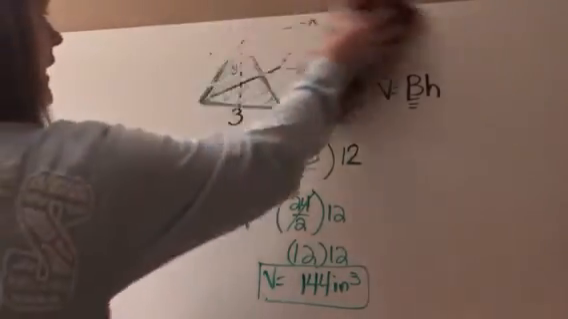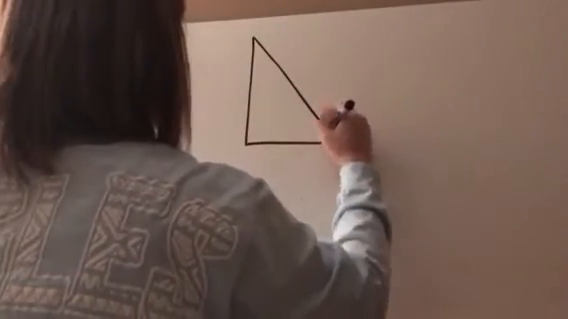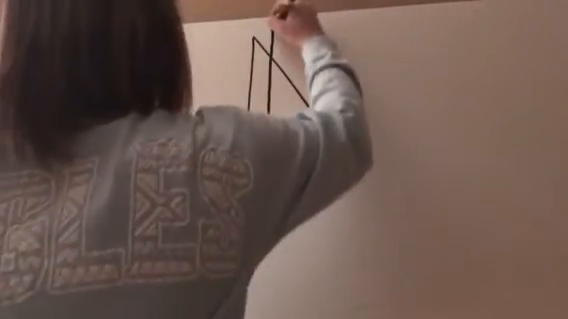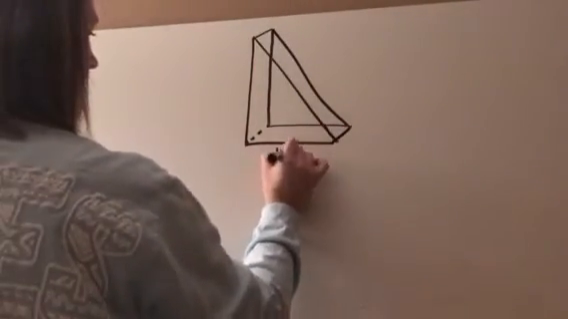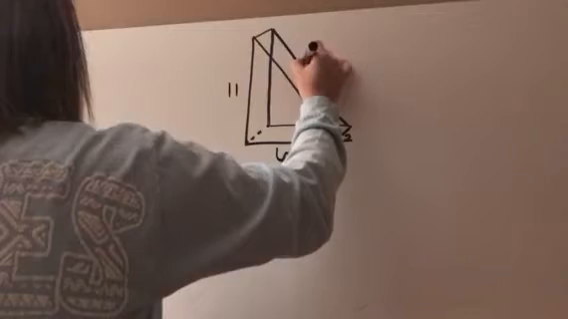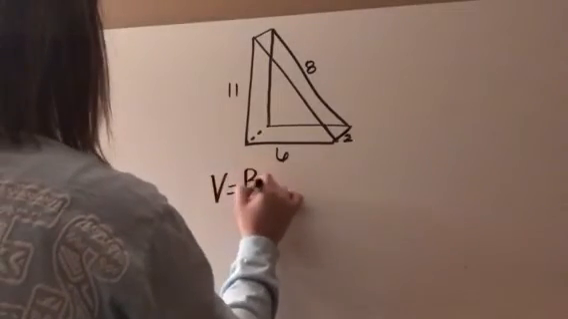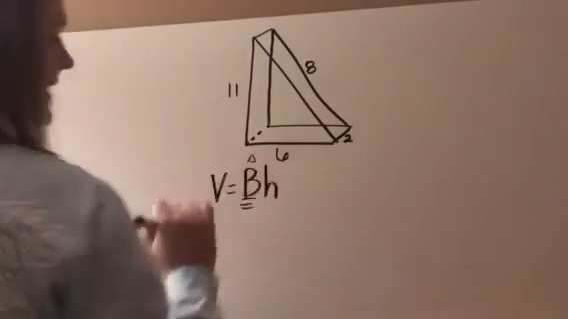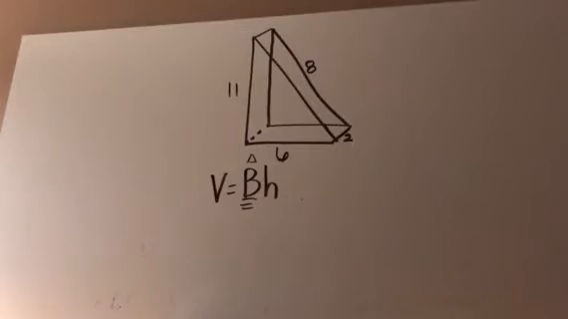All right, so let's look at one other type of triangular prism. All right, so here I go drawing this again. Okay, so we're going to have 6, 11, 2, and then we'll make this 8. All right, we just said that volume is the area of the base times the height, and our base is a triangle because a triangular prism means triangle base. All right, so let's find the area of our triangle.